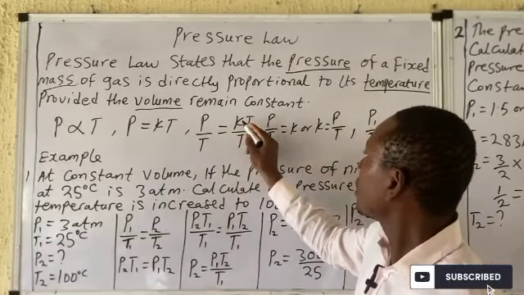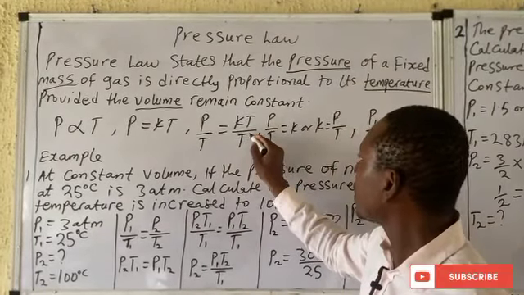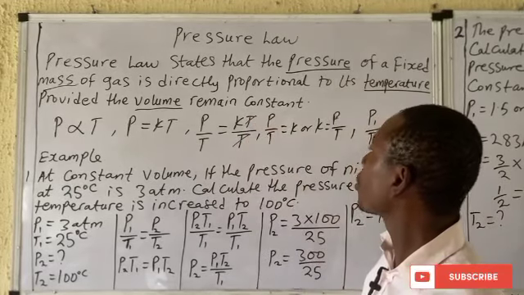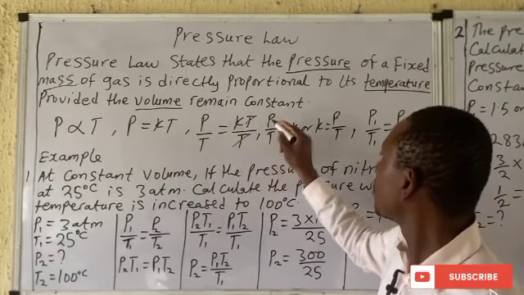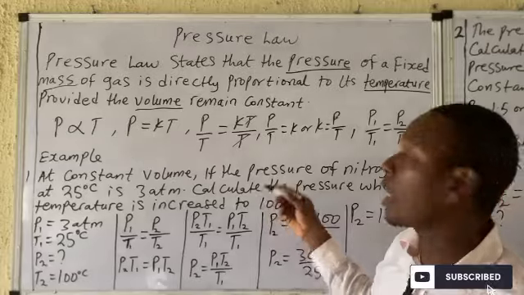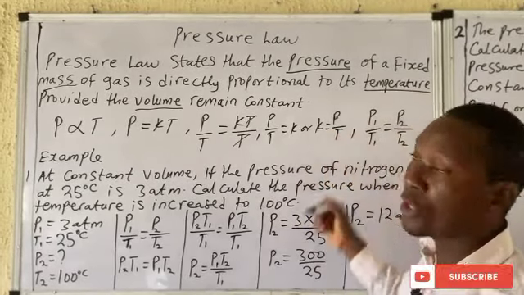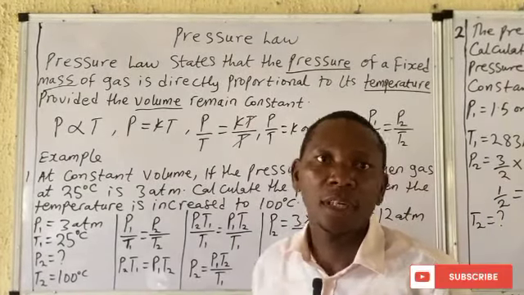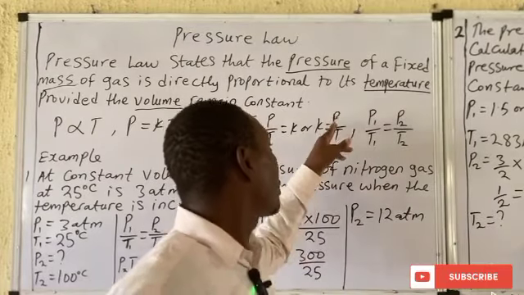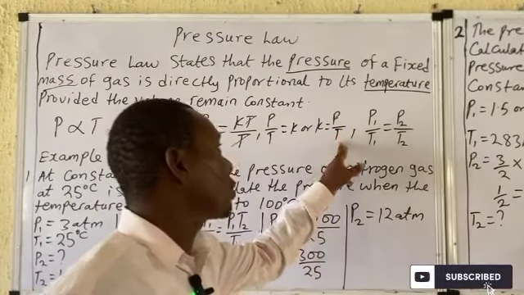P all over T, then K, T all over T. Then this will now cancel out this. So we now have P/T is equals to K, or we can put it in another way, K is equals to P/T. It's the same thing. Now, this is pressure all over temperature, or pressure divided by temperature.